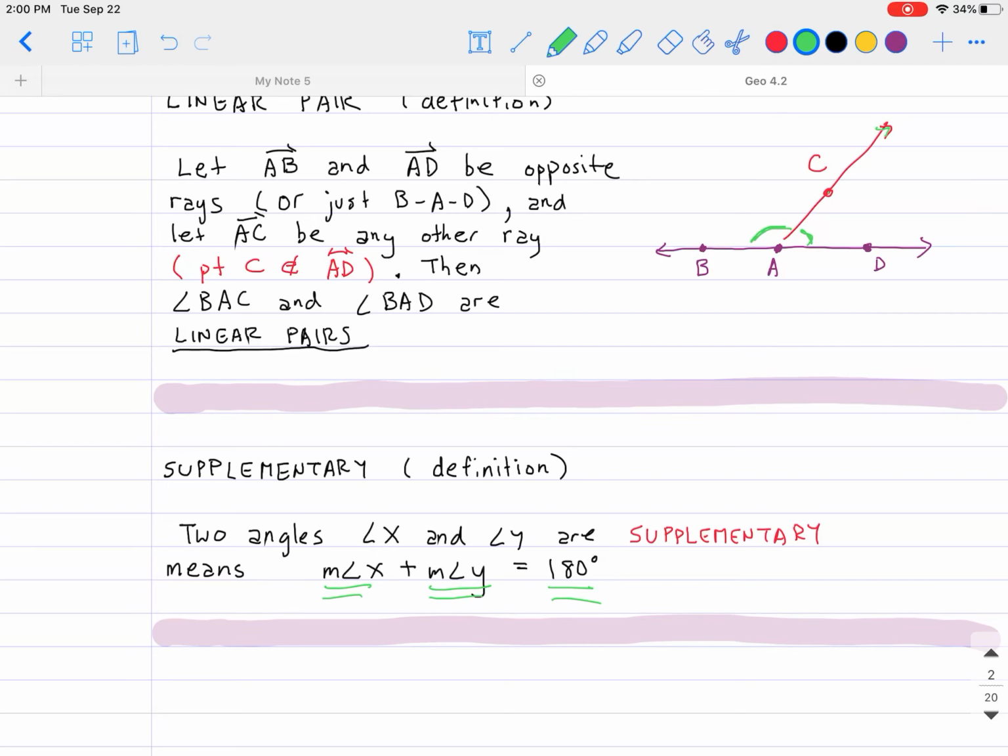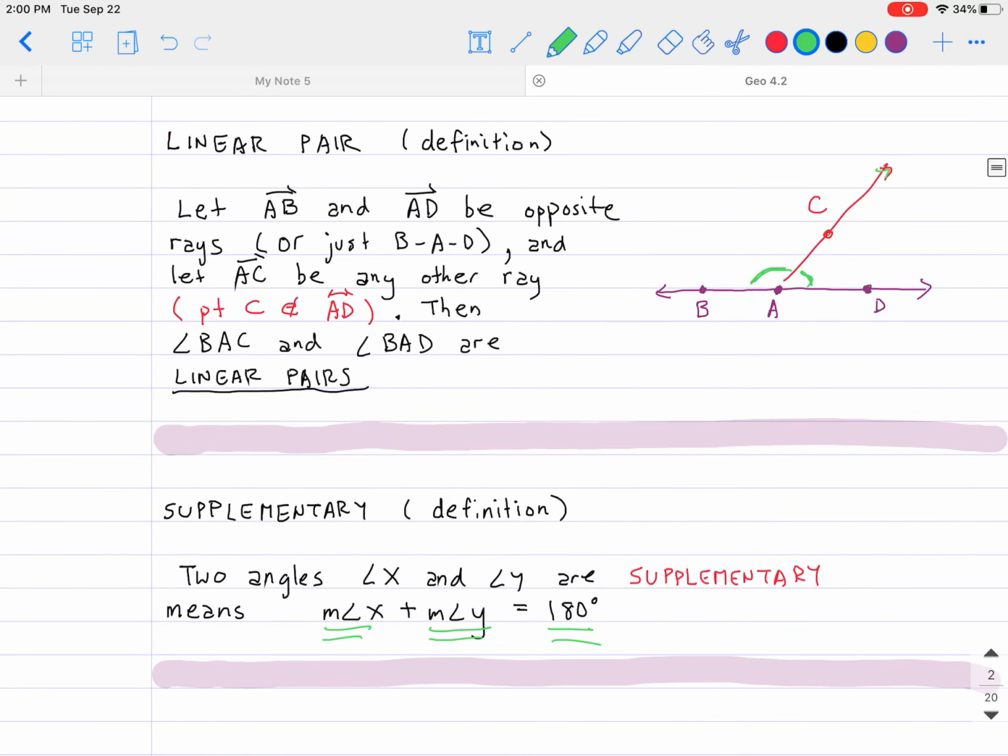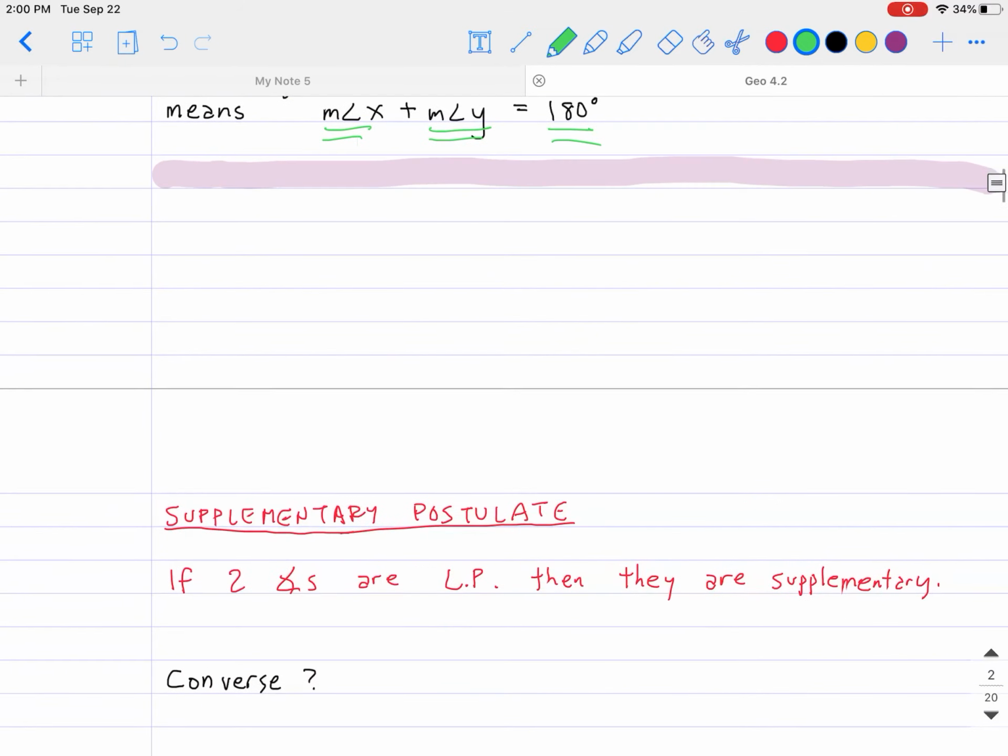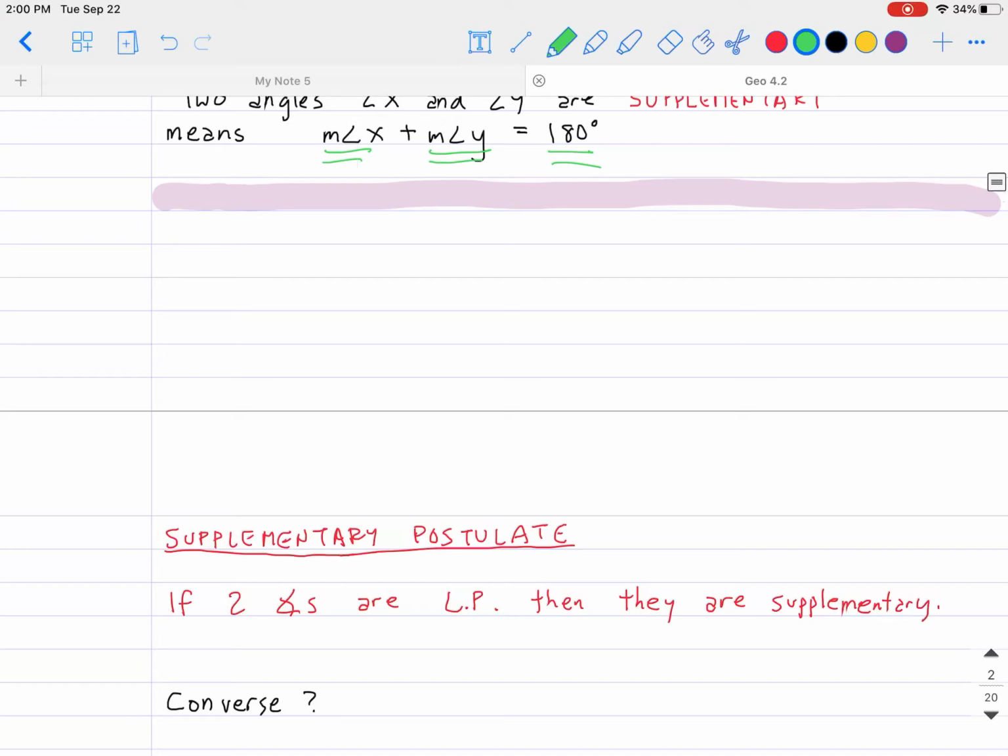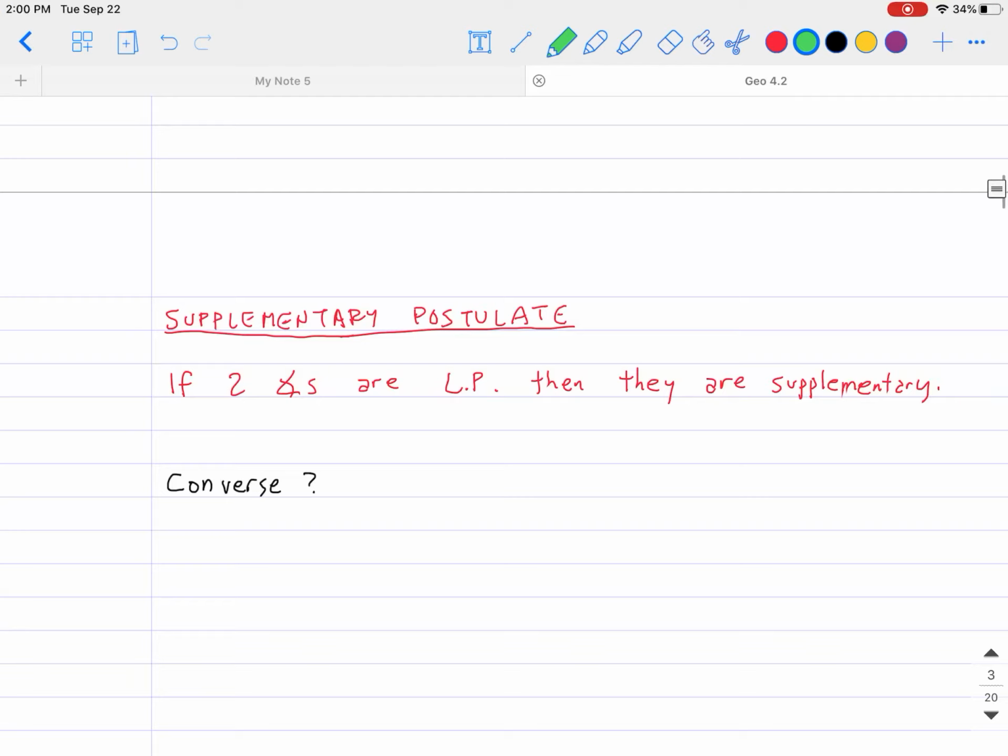So think about what we just said over here about linear pair and supplementary. If two angles are linear pairs, does that mean that they're supplementary to each other? Most likely the answer is yes. So then that's basically going to be our last part right there, the supplementary postulate. If two angles are linear pair, then they are definitely supplementary to each other. And finally, thinking about what we just said earlier, right? Let's think about the converse.